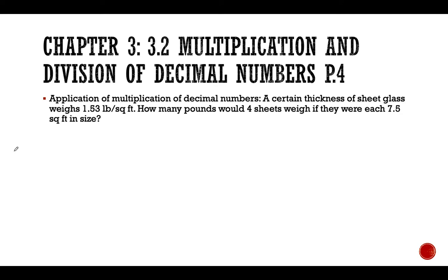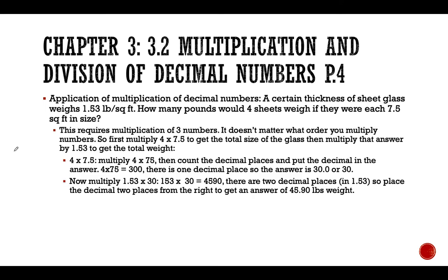So here's an application. A certain thickness of sheet glass weighs 1.53 pounds per square foot. How many pounds would 4 sheets weigh if they were each 7.5 square feet in size? Try this yourself before you look at the solution: turn off the video, and then we'll go through it. This problem requires multiplication of 3 numbers. It doesn't matter what order you multiply. Remember the commutative property. First, multiply 4 times 7.5 to get the total size of the glass. Then multiply that answer by 1.53 to get the total weight.